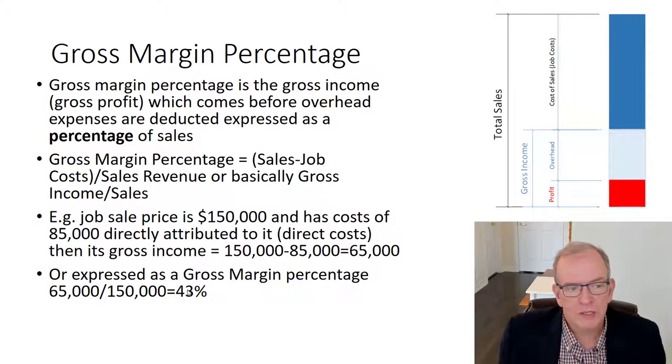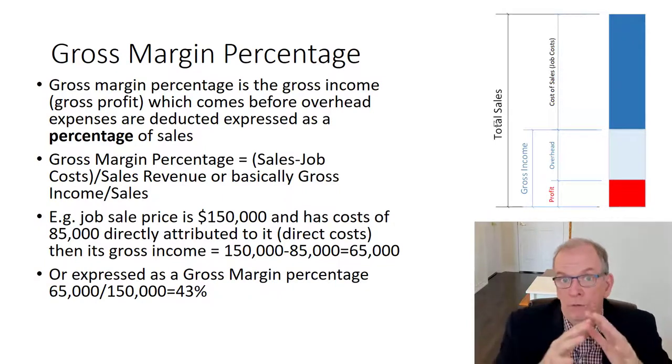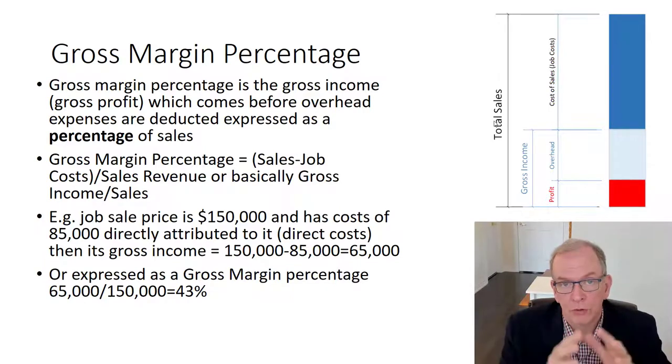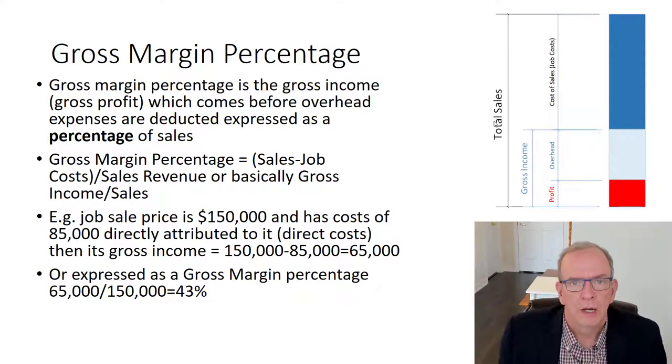We could also just as easily have said we had sales of $2 million. Our cost of sales was $1.5 million. That would mean our gross income is $500,000. So $500,000 divided by the $2 million would give you your gross margin percentage. And that would be looking at it perhaps for a year, your year of sales and cost of sales and overhead and profit.